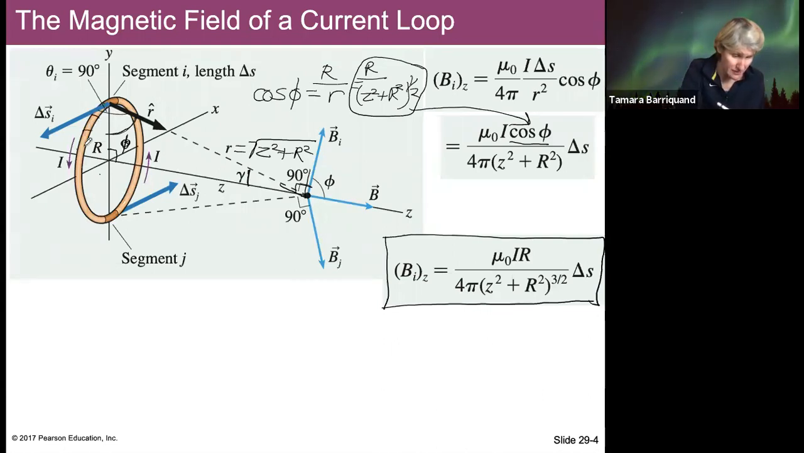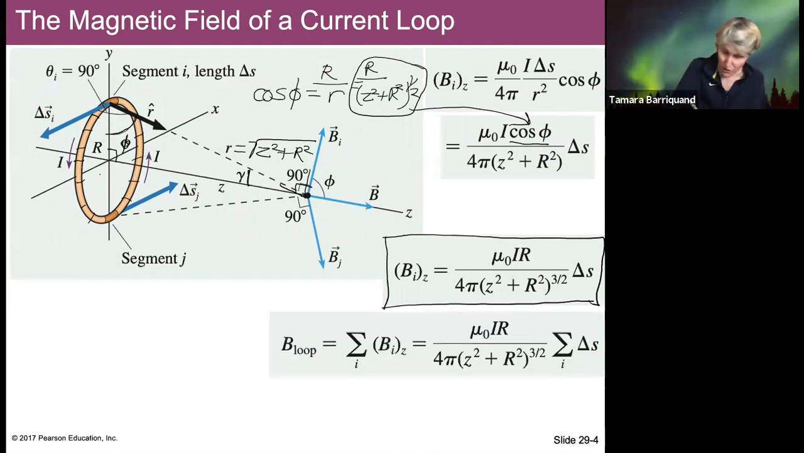So now what I want to do is sum over all the little segments. I split my loop into all these little segments and sum over all my little delta S's. When I take the sum of B_i sub z, I'm going to take this expression and sum over all the i's, the total pieces that I've split this up into. And I see that the only thing that is changing is delta S. Capital I doesn't change, capital R doesn't change, z is the same for everything.